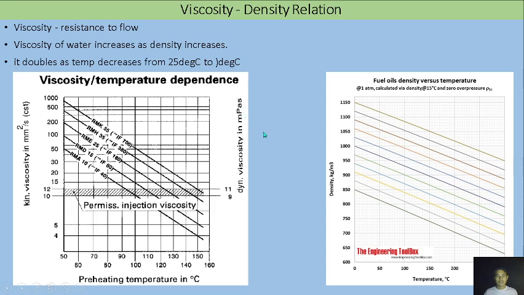Okay, so there is also a relationship between viscosity and density. Since we are talking about density, we should relate na rin natin sa viscosity natin. So viscosity is the resistance to flow. The viscosity of water increases as density increases. So it doubles as temperature decreases, from 25 degrees Celsius to degrees Celsius. So bakit natin pinag-aaralan to?